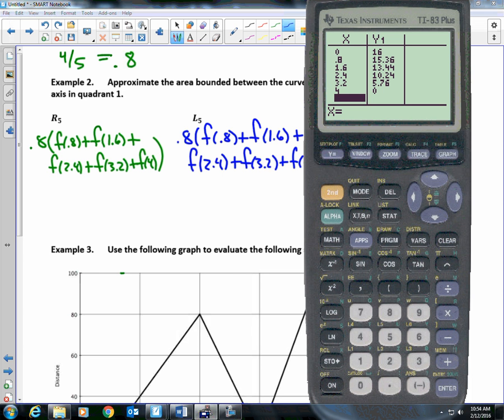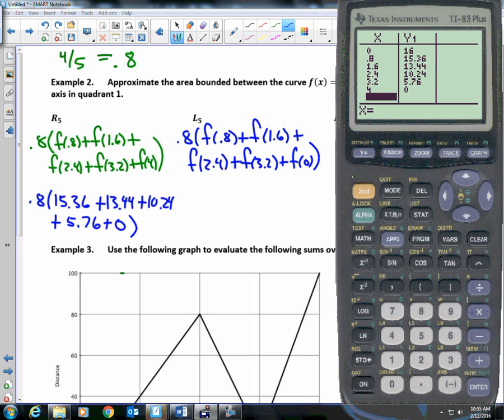So we basically now have our very first problem, don't we? This is your table of values. It's like we're looking at the first problem we did, right? So you can always bring it back to table values. Okay, 0.8 times 15.36 plus 13.44 plus 10.24 plus 5.6 plus... here. 0.8 times, looks like we start with 16.